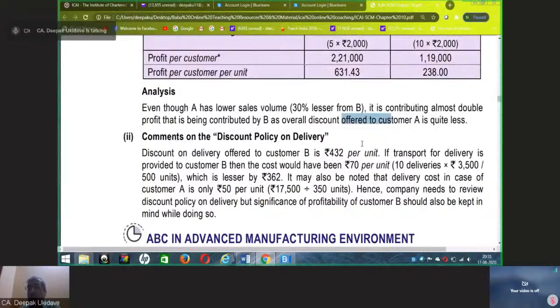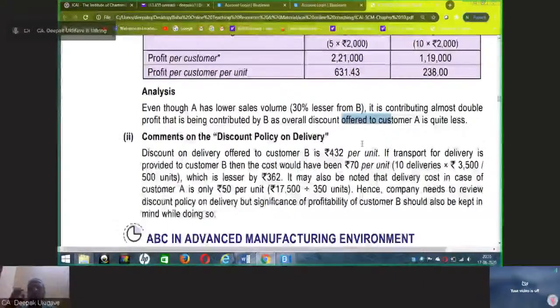432 बहुत ज्यादा है. आप 238 में 432 ऐड करो जरा. 238 plus 432 is, that comes to around 670. Had this discount on delivery not been there, probably the profitability of customer B would have been much higher than that of A. So now we are convinced that customer B is offered this discount on delivery, which is eating away our profit. Right, so discount on delivery offered to customer B is 432 per unit.